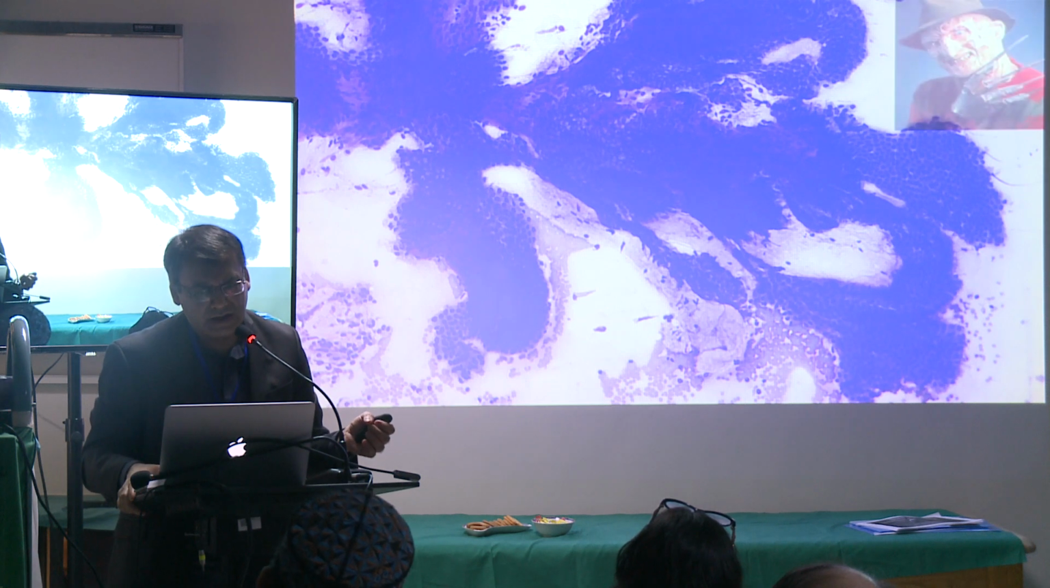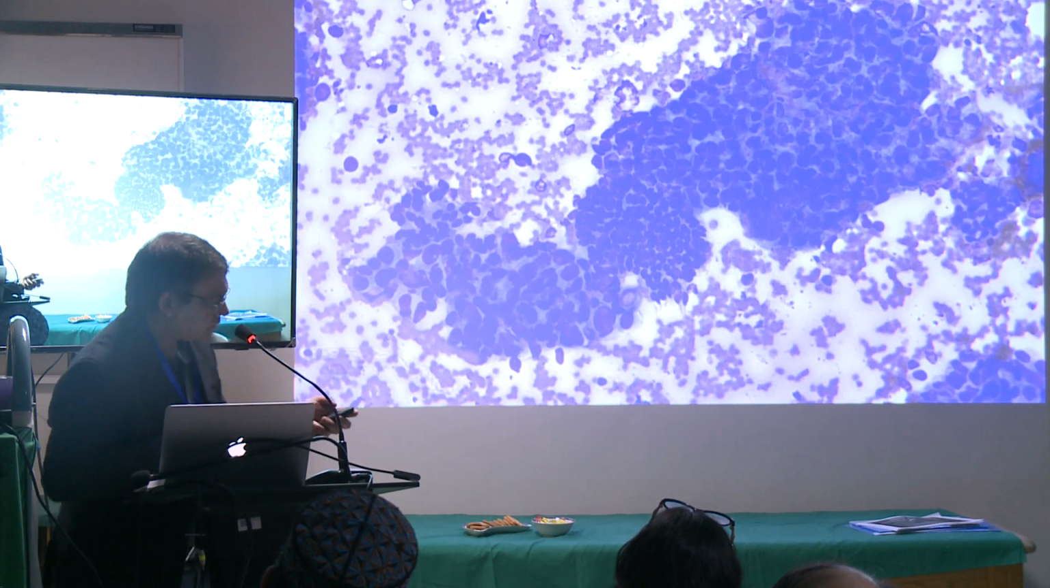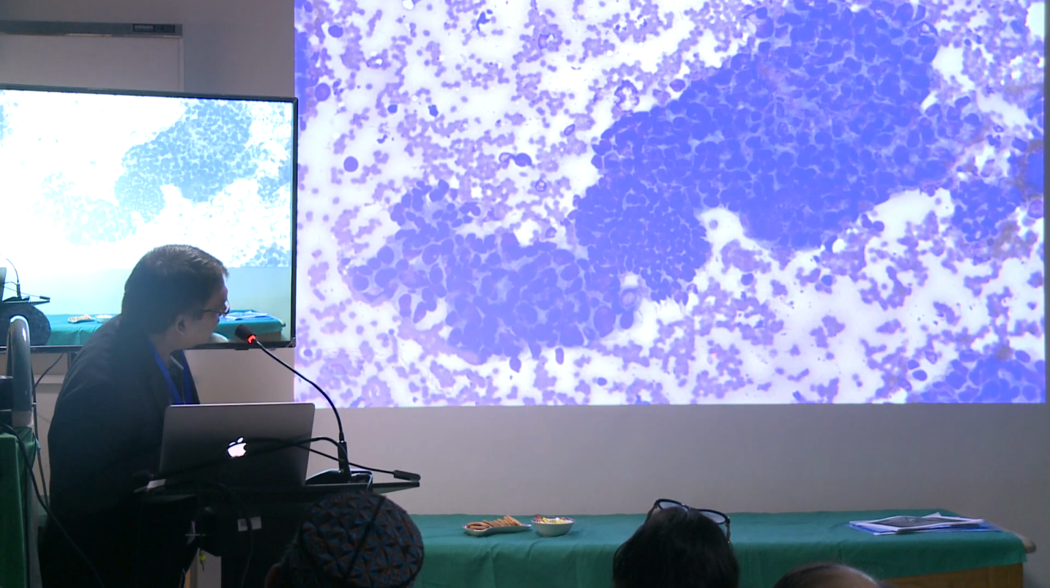So here, this is a little bit different. This is actually a really good example of normal and abnormal, everything in the same slide. These are RBCs, right? You see that? Those brown ones? Those are RBCs.